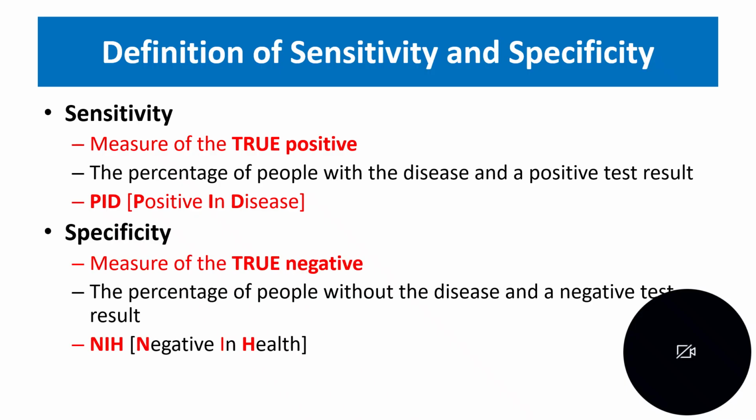Specificity, on the other hand, if you remember that you learn one and the other one is going to be the exact opposite. If sensitivity is defined as the measure of the true positivity, then specificity will obviously be defined as the measure of the true negativity. This is calculated as the percentage of people without the disease and having a negative test result. The mnemonic is NIH, which stands for negative in health. So please remember this. Sensitivity is a measure of the true positivity and specificity, the measure of the true negativity.